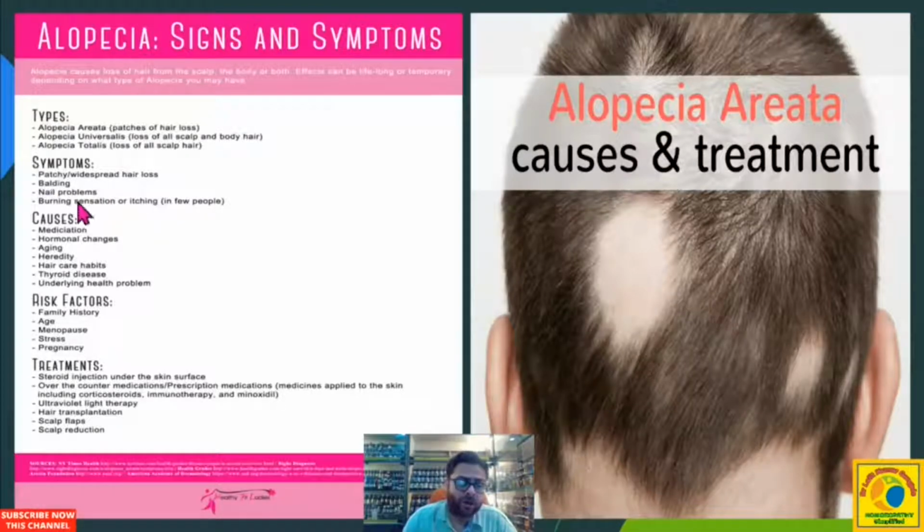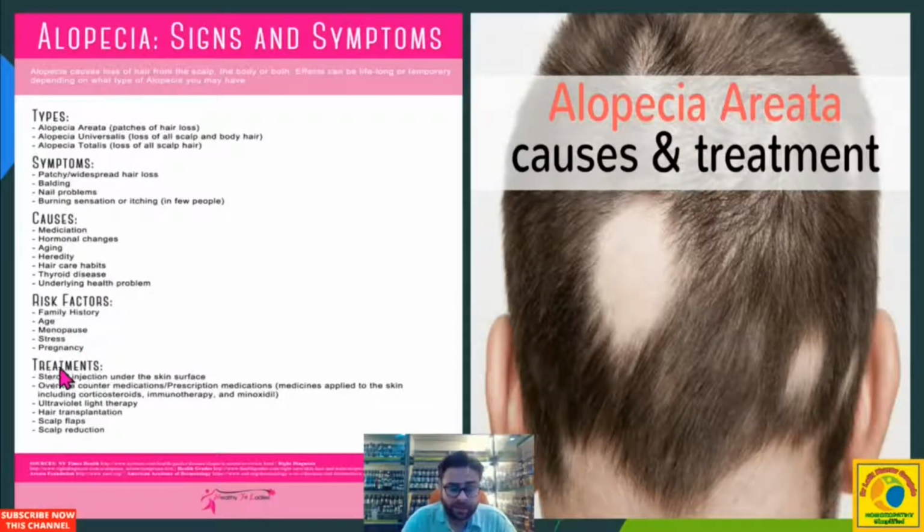What are the causes of alopecia areata? What are the causes of alopecia? There are certain medications, hormonal changes, aging, hereditary, hair care habits, thyroid disease and many underlying health problems that can create this type of the alopecia areata. What are the risk factors associated with it? Family history, age, menopause, stress and pregnancy.